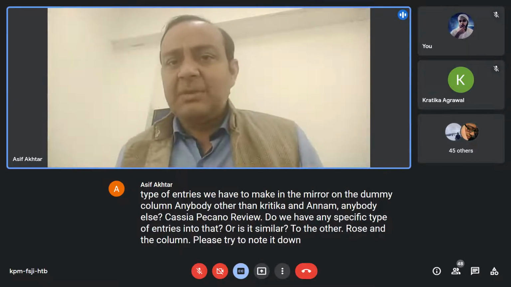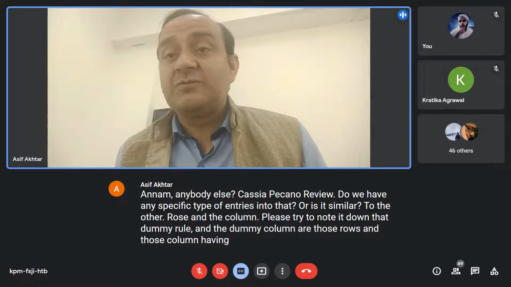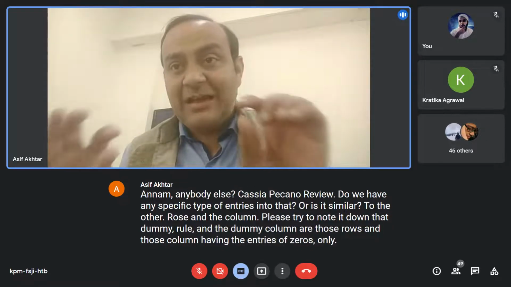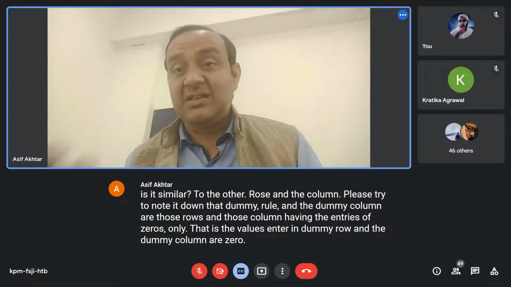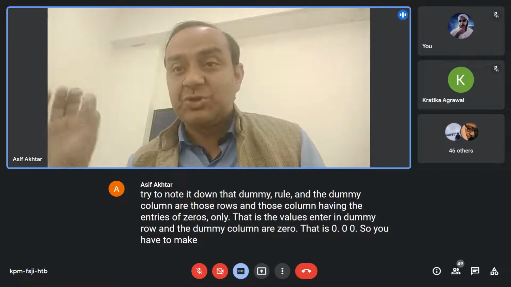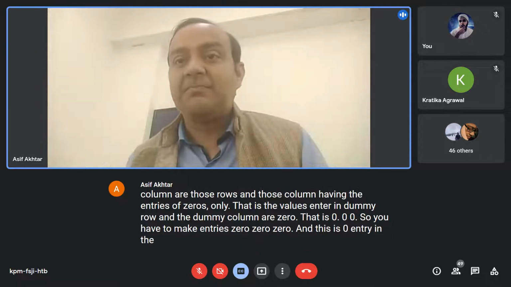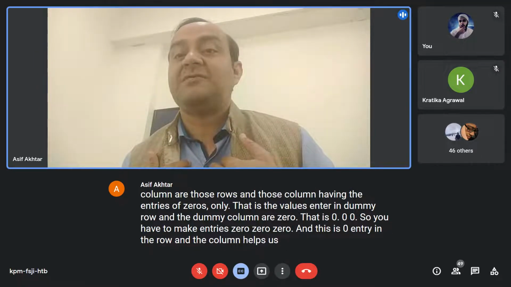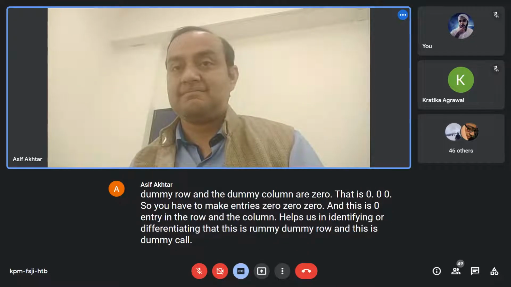Please note it down that a dummy row and a dummy column are those rows and columns having entries of zeros only. That is, the values entered in a dummy row and dummy column are 0. That is 0, 0, 0, 0. So you have to make entries 0, 0, 0. And this 0 entry in the row and the column helps us in identifying or differentiating that this is a dummy row and this is a dummy column.